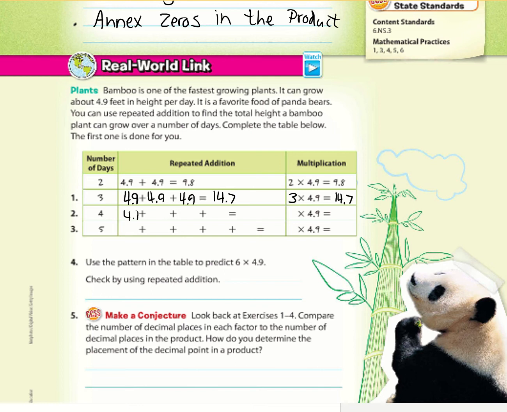Now if we do it 4 times, it's going to be 19 6/10. If we do it 5 times, because of 5 days, we get 24 5/10.